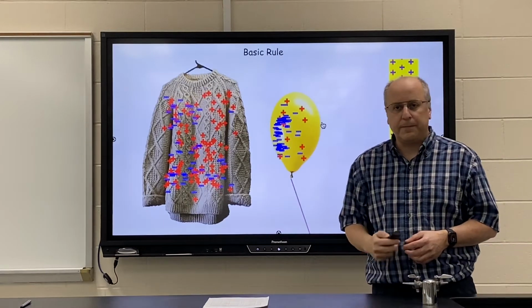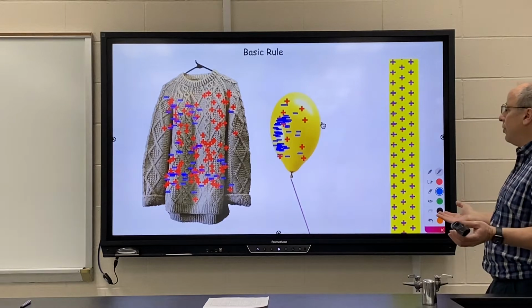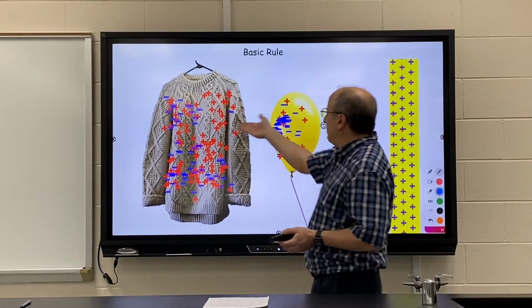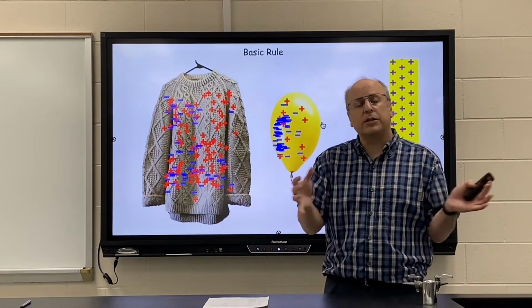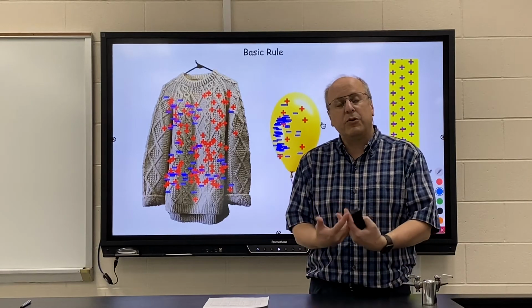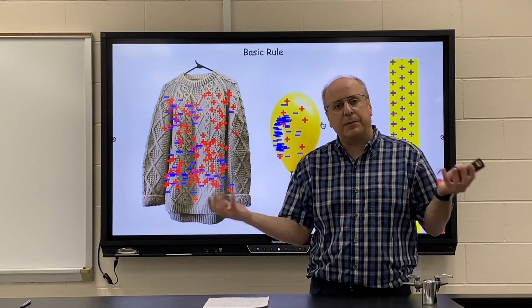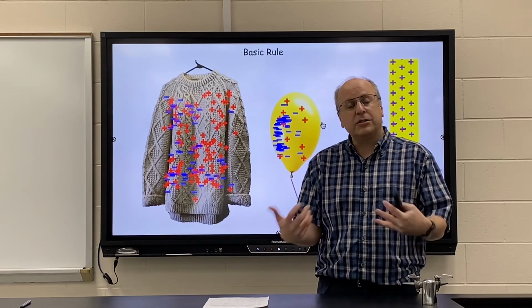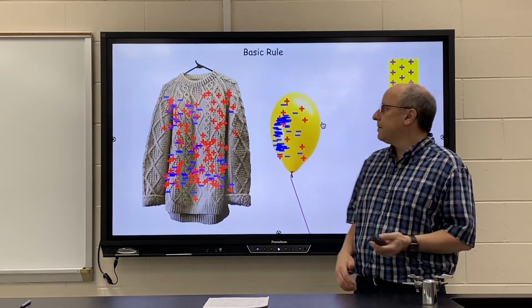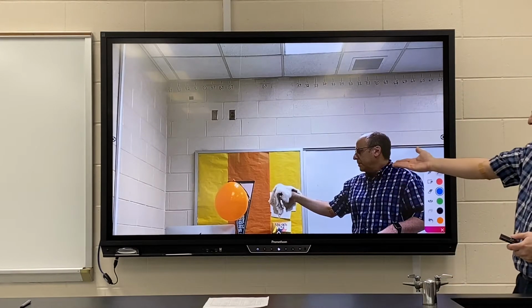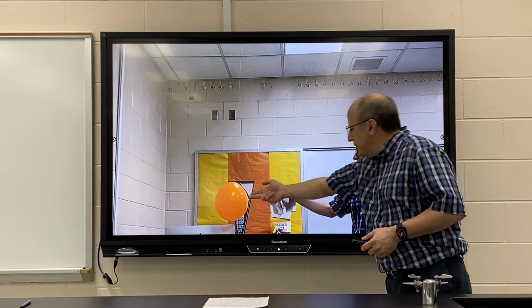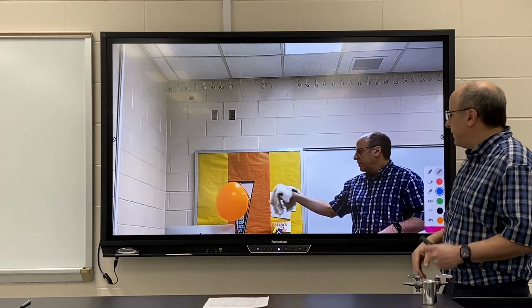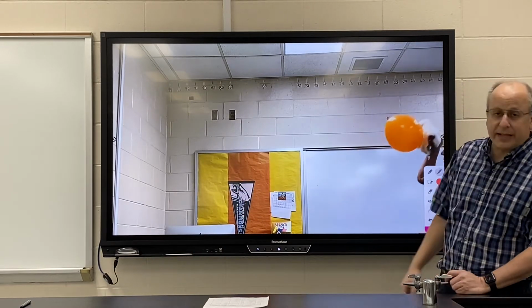becomes negative. The basic rule is once you have a negative object and a positive object, they will attract each other. If the two objects are both positive, they repel. If they're both negative, they repel. So opposites attract and likes repel. We see this. I've got a negative object, the balloon, and a positive object, and you can see them attracting each other.